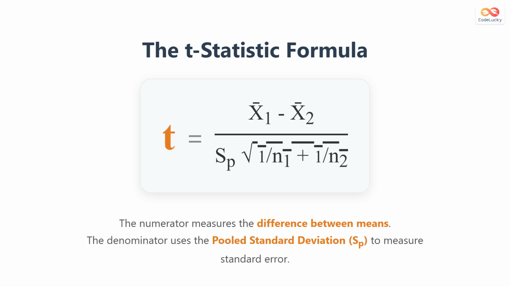Once we have the pooled variance, we use it in the t-statistic formula. The top part represents the difference between the two sample means. The bottom part is the standard error, calculated using our new pooled standard deviation, Sp. This t-value tells us how significant the difference between the groups really is.